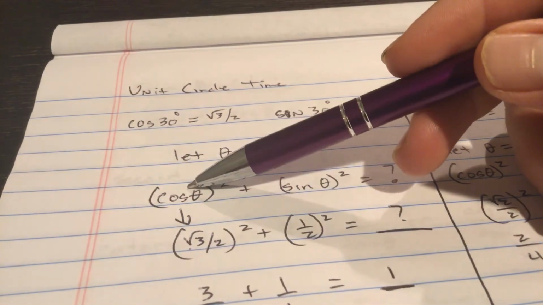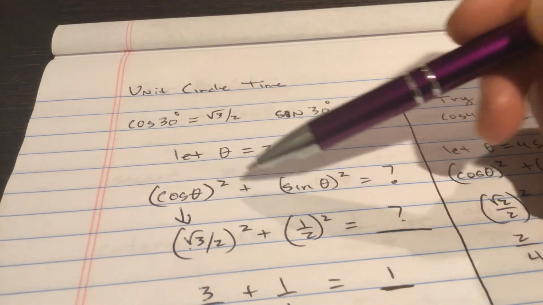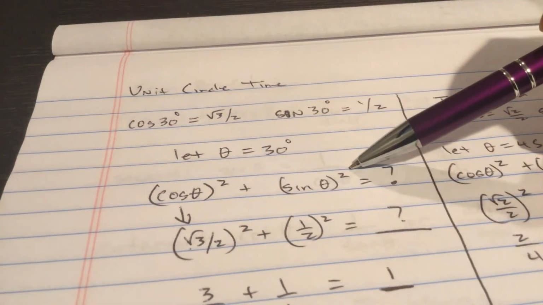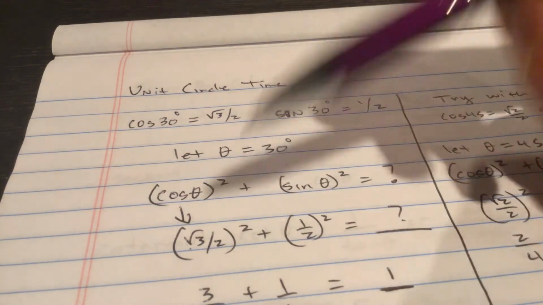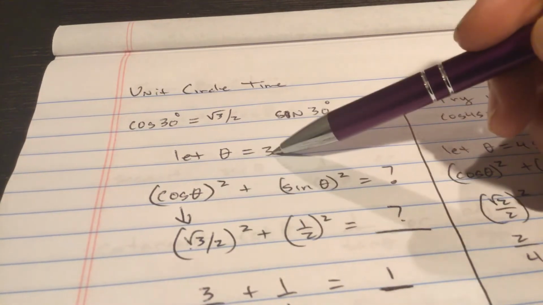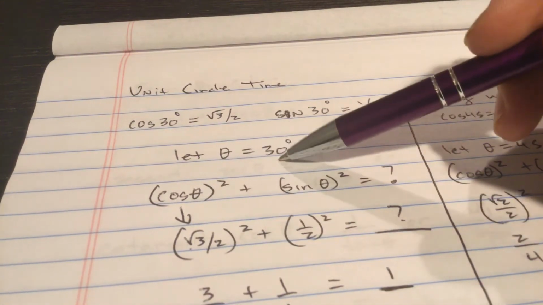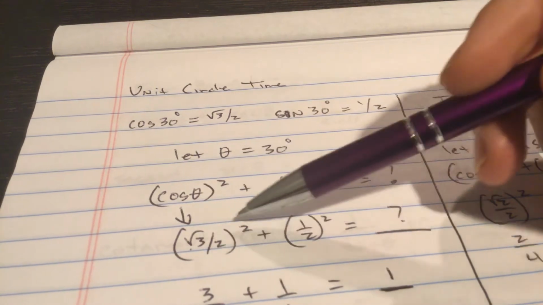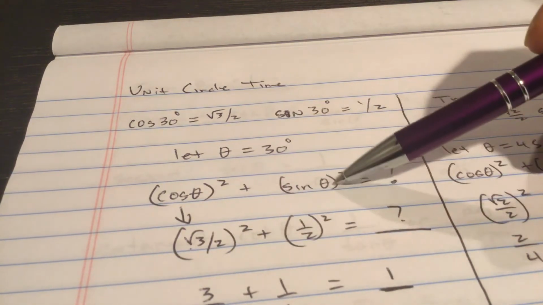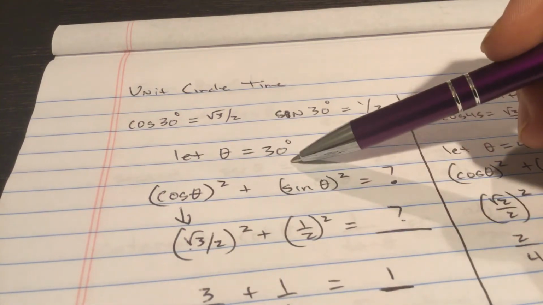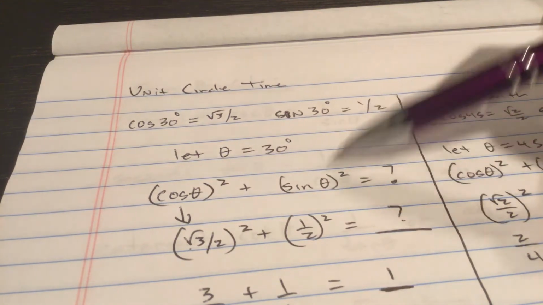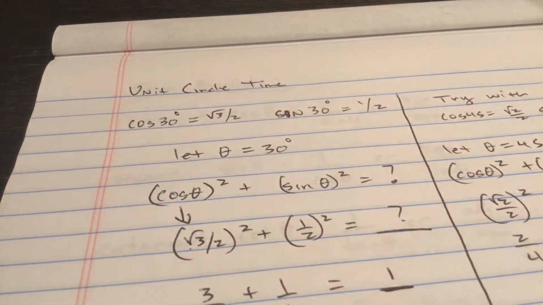So cosine of theta squared plus sine of theta squared, what is that equal to? Well, remember, theta is 30. So cosine of 30 was root 3 over 2. I'm going to square it plus sine of theta. Again, theta is 30 degrees. Sine of 30 is 1/2. So I'm going to put 1/2 there. I'm going to find out what it gets.